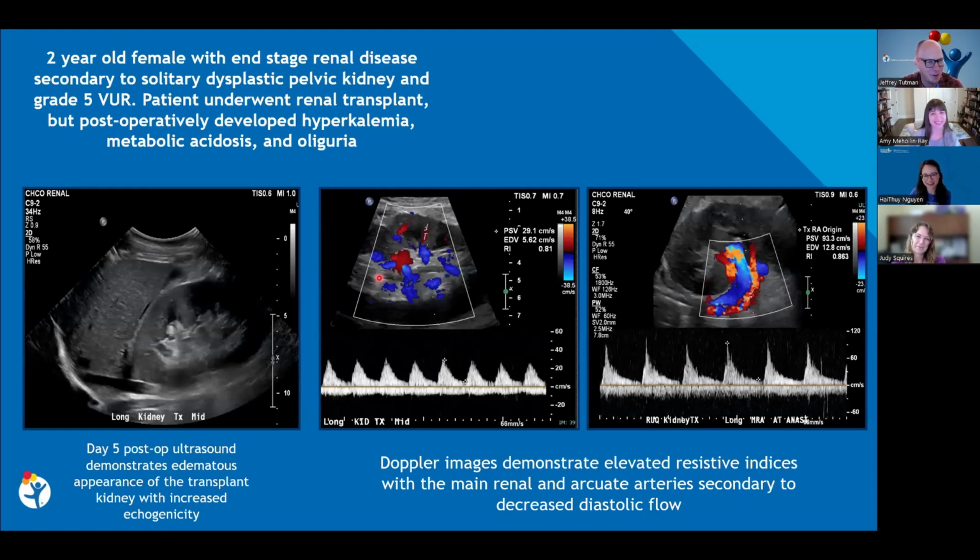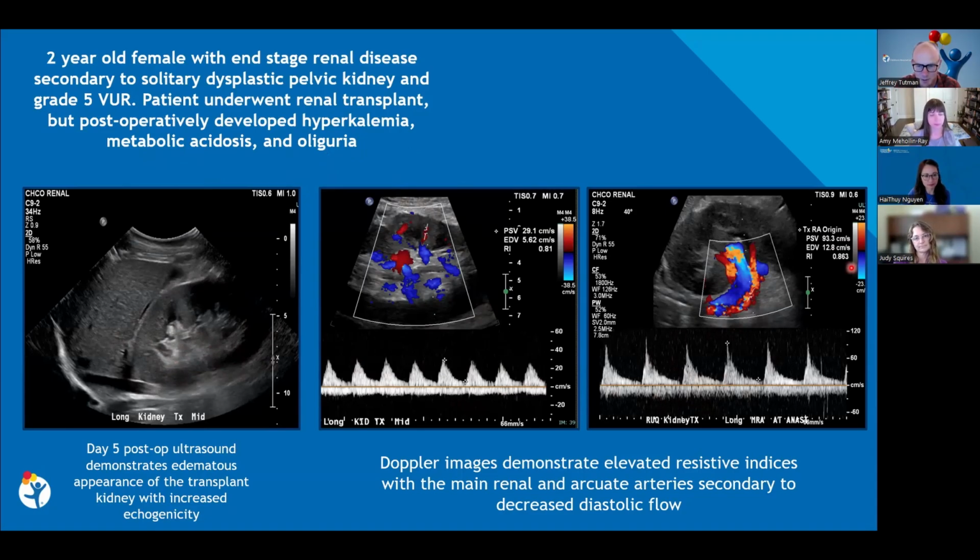So I wanted to spend a few minutes talking about a couple transplant cases as well. This is a patient that underwent a renal transplant that came in with hyperkalemia, metabolic acidosis, oliguria, about 5 days post-op. They had this edematous appearing kidney with decreased corticomedullary differentiation. On Doppler imaging, they had elevated resistive indices, more peripherally and then within the main renal artery as well.